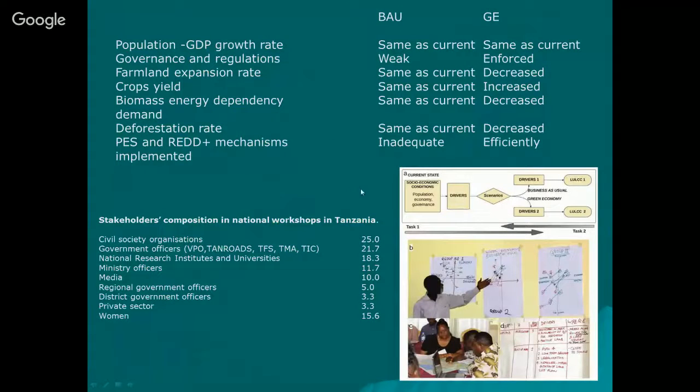We try and understand what people think is happening to their land and their land use into the future under two scenarios, a business as usual scenario and a green economy scenario. Under a green economy, the population is the same in both, but there is decreased expansion of farmland, decreased reliance on natural resources, and enforced protection of natural resources. Schemes and mechanisms are in place and conservation is efficient rather than inadequate. And we capture all of that information along two gradients of economy and environment.